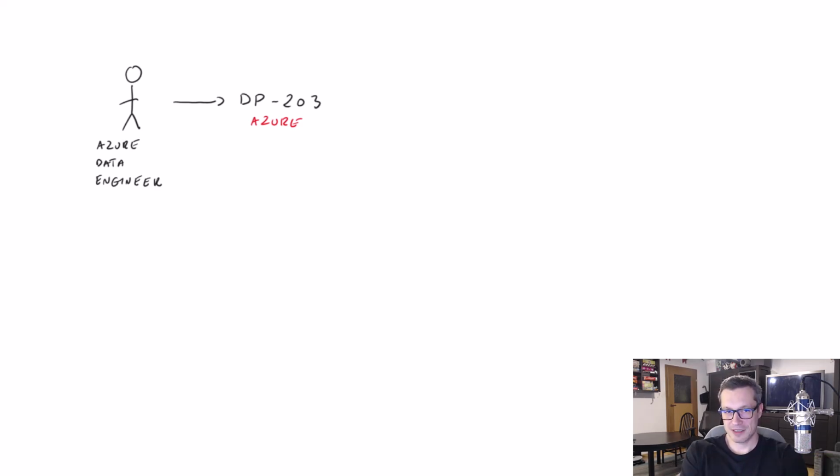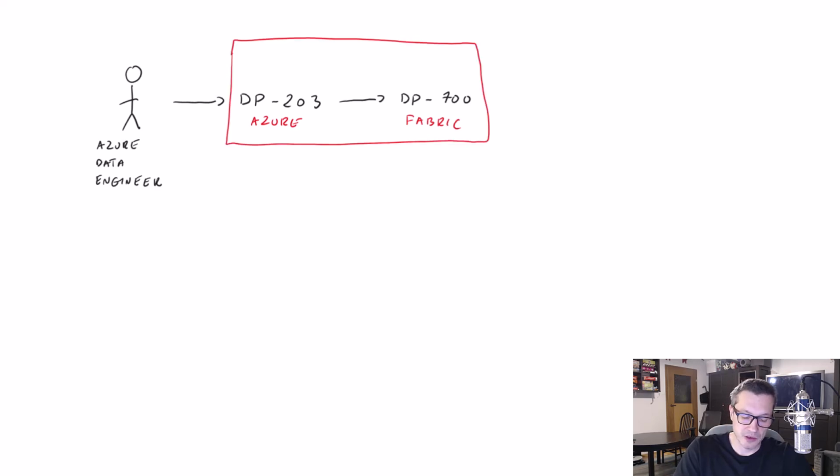Once you have this exam, this certification, and you would like to continue your learning, your journey into Fabric, the next step you should take would be to go with DP-700, the new exam, which is again data engineering, but using Fabric. And basically those 2 exams, they focus on data engineering concepts, like so.